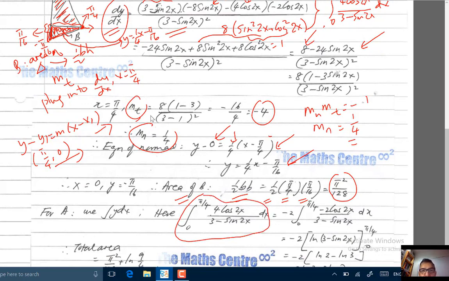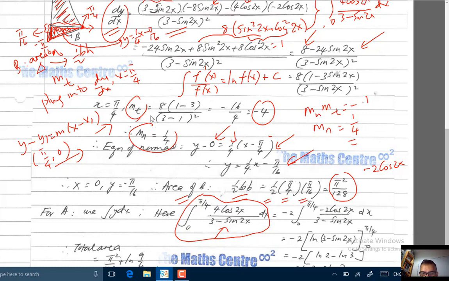Now, what do we need to work out this integral? We're going to use the formula f prime x over f x equals ln f x plus c. That's the formula we're going to use. Now, we notice that the denominator is 3 minus sine 2x. When you differentiate the denominator, you will get minus 2 cos 2x. But here it's 4 cos 2x.